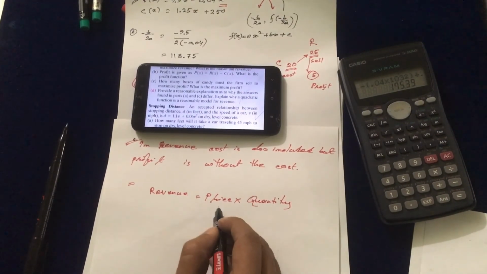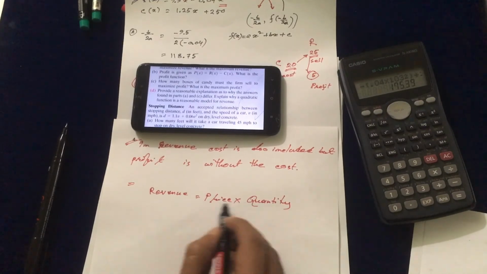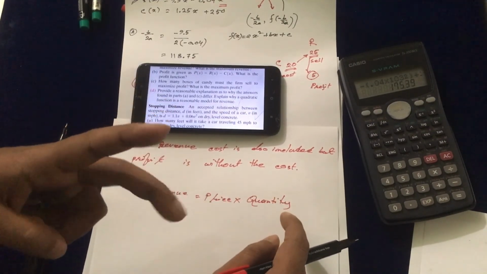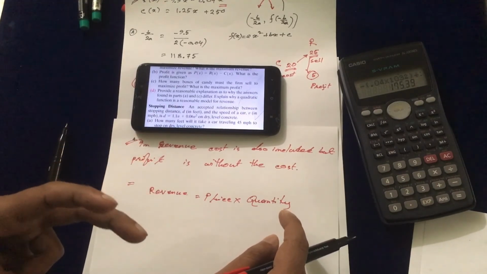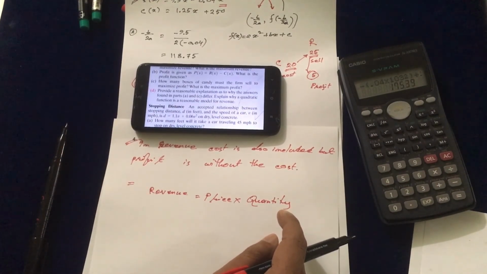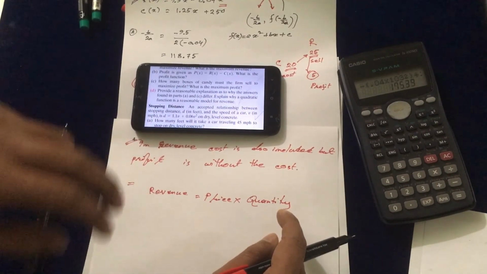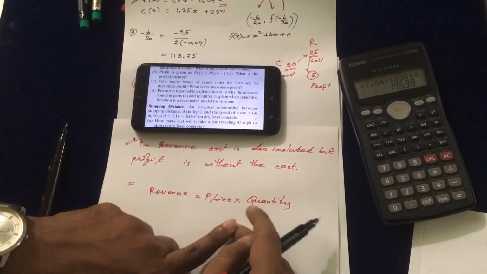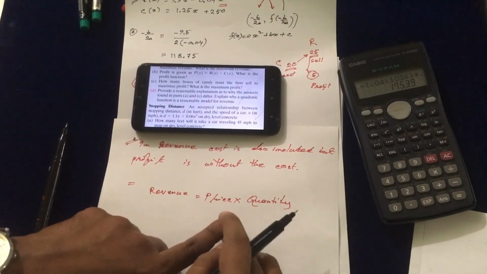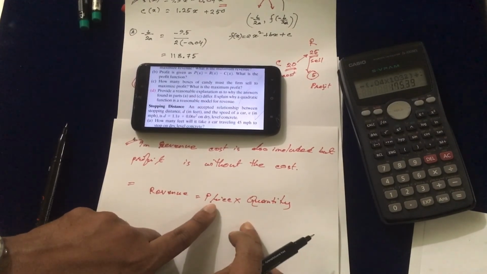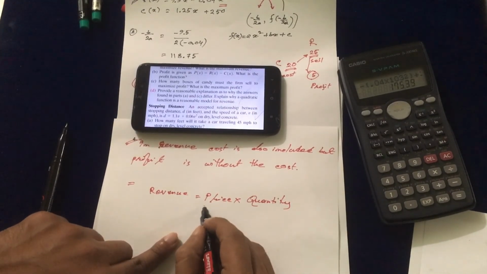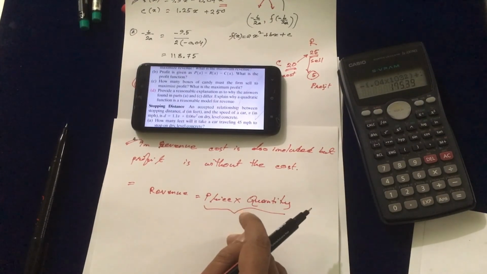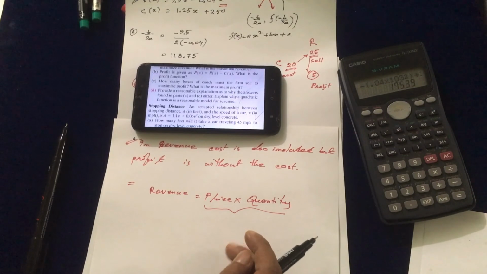For price into quantity, it is not one term, there are two, so the number 2 is related with this. That's why for the revenue function, anything that is a multiple of two quantities, when you multiply two things, you have to use the quadratic. The reason is this. That's why a quadratic function is a reasonable model for revenue.